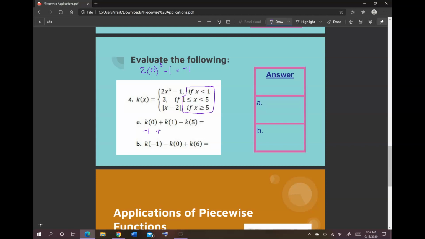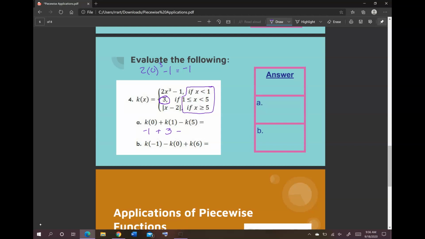All right, next one is 1. Where does 1 fit? Well, 1 is not less than itself, but 1 can equal itself right here. Now, there is no x value to plug into, so we just drop that 3 down. Okay? Minus k of 5.